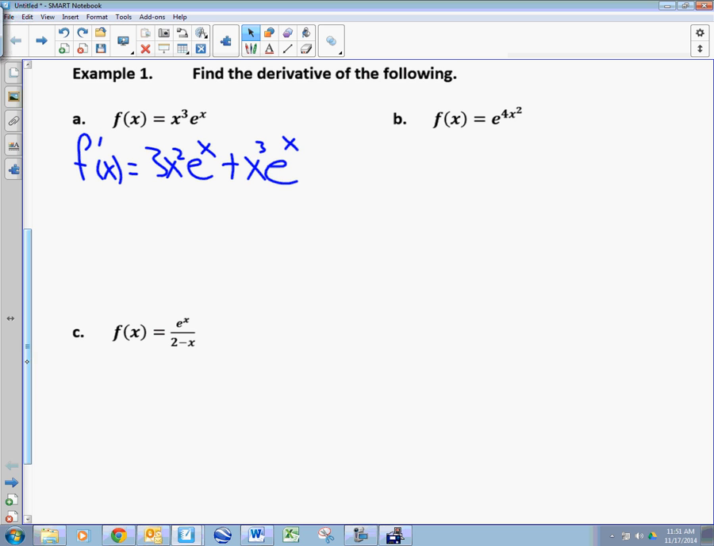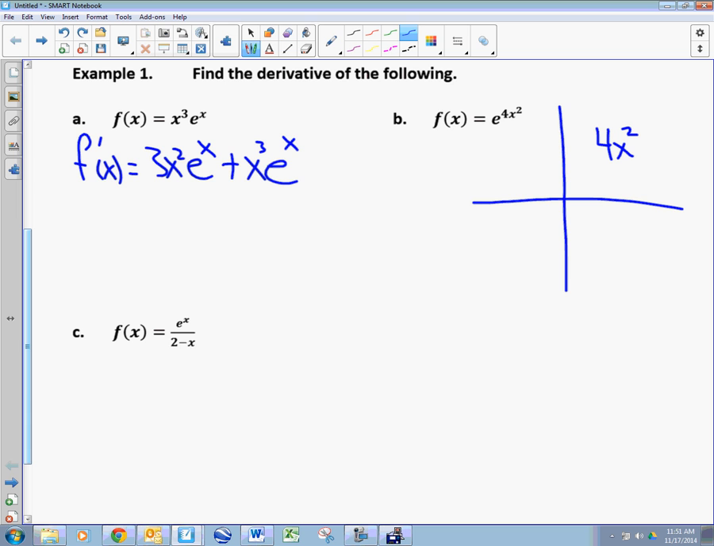So what would you do for b? When you have to set up the chain rule and you don't know what goes where, set up the inside first. What do you think the inside is? 4x squared. So what do you think the outside is? E to the u. Very good. Derivative of e to the u, derivative of 4x squared. So you have 8x e to the 4x squared. Done.